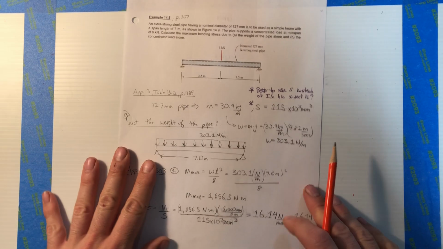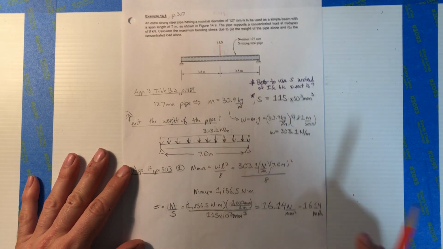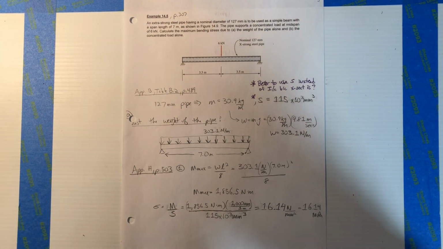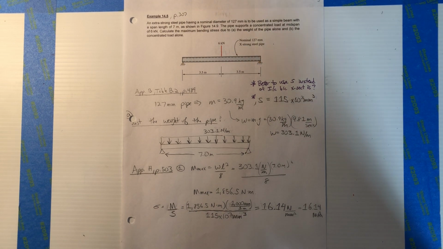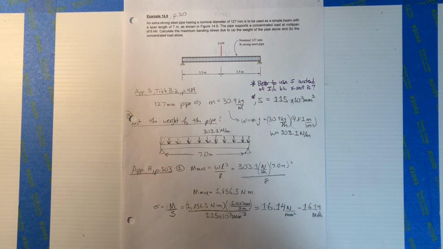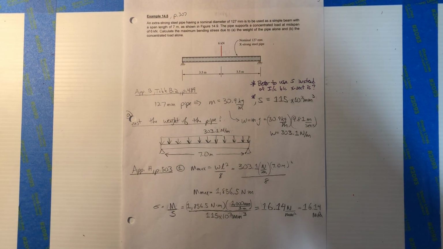Last one. Example 4.5, page 307. This is a pipe, right? Standard pipe having a nominal diameter of 127 millimeters is used as a simple beam to span a length of 7 meters. So 7 meters across. The pipe supports a concentrated load at the midpoint of 6 kilonewtons, right? Calculate the maximum bending stress due to the weight of the pipe alone and then the concentrated load alone, right?